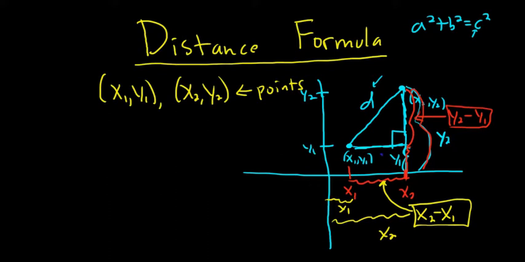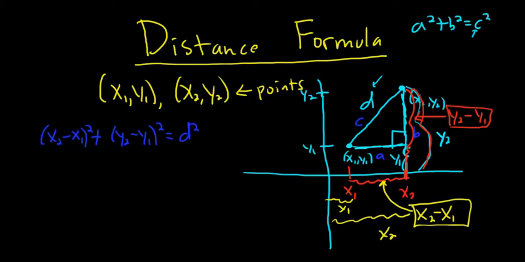we know that a squared, so this will be our a, and this is our b, and this is our c. So a squared, so x2 minus x1, quantity squared, plus, and then b squared, so y2 minus y1, quantity squared, equals c squared, so d squared. So using the Pythagorean theorem, we get this.